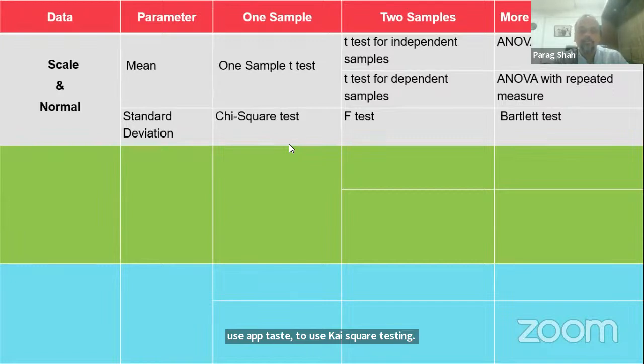Suppose you have one independent variable and two dependent variables, which test to use? It can never be one independent and two dependent variables. It will be vice versa: two independent and one dependent variable. Then we'll have to go for regression.